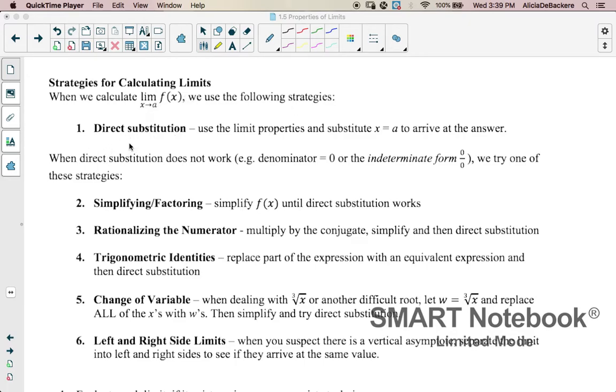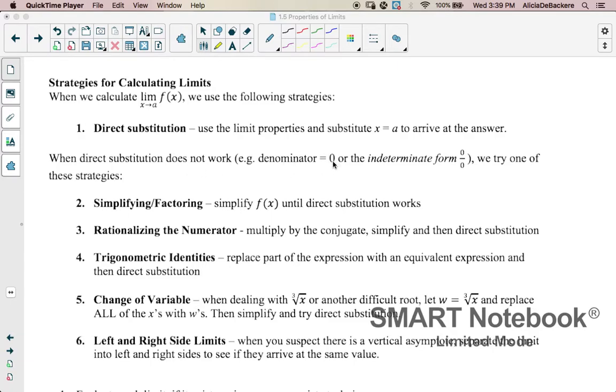The first strategy is always direct substitution, and that's what we've been trying to do all the time. Just when can I plug in a for all the x's and calculate my answer, right? That's what I want to be able to do. When we do that, we're using a combination of limit properties that we just took a look at, and we just plug in that number. Sometimes it does not work, and you've seen that before.